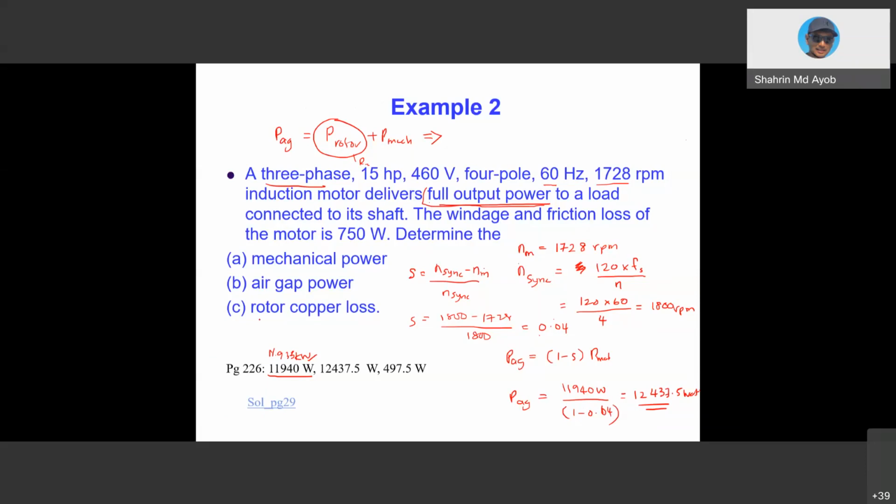And the last one is the rotor copper loss, which is P rotor, which from here we know is S times P air gap. So right now we have already got the P air gap, and we also have the slip. So the P rotor is equals to 0.04 multiplied by 12437.5. So should get 497.5. So this one is your P rotor or P2.